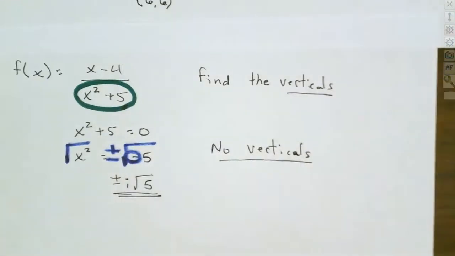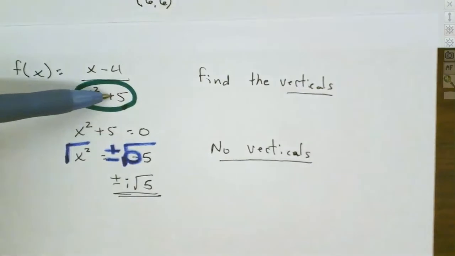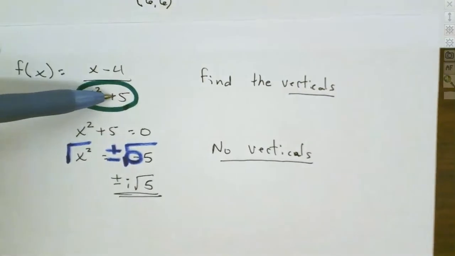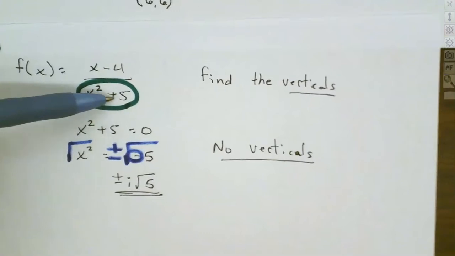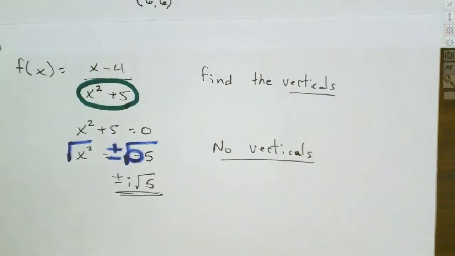Now, if that would have been a -5 there at the very beginning, if this would have been negative, then you would have the square root of 5, and the square root of negative 5. And those would be your two verticals. But this one is positive, and when you move it over, that's what makes it not work. So that's why that one has no verticals. Does that make sense now? Okay.